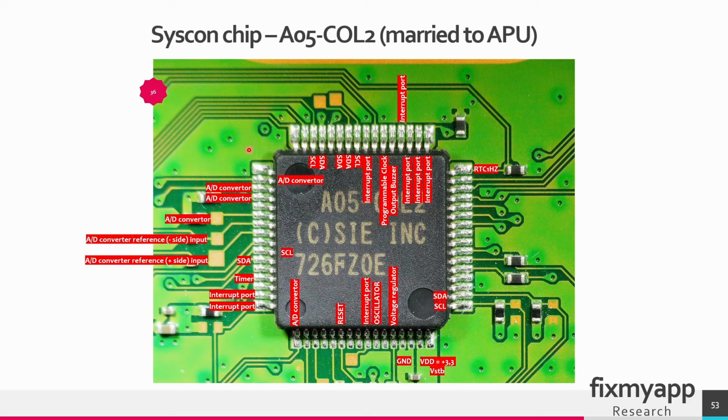After some reverse engineering, these are the most important parts that I could analyze. There are a lot of analog to digital converters configured. We have some interrupt ports, timers. We also have multiple serial communications ports. So here's one, here's one, here's one, and here's one. We have different interrupt ports. We have an output buzzer, a programmable clock, some RTC functionality. This is the VDD, so it requires 3.3 standby voltage.